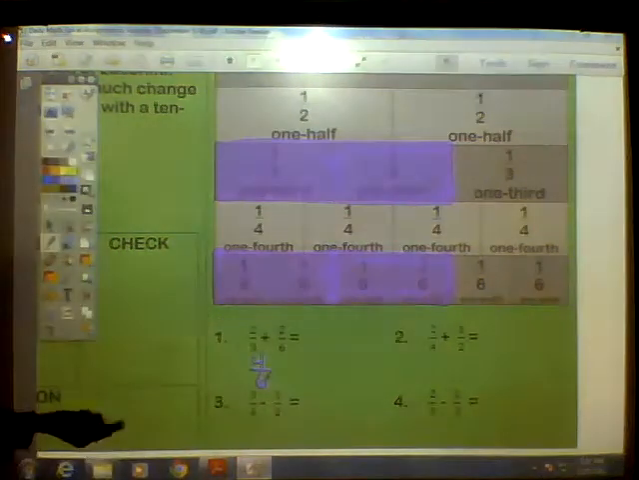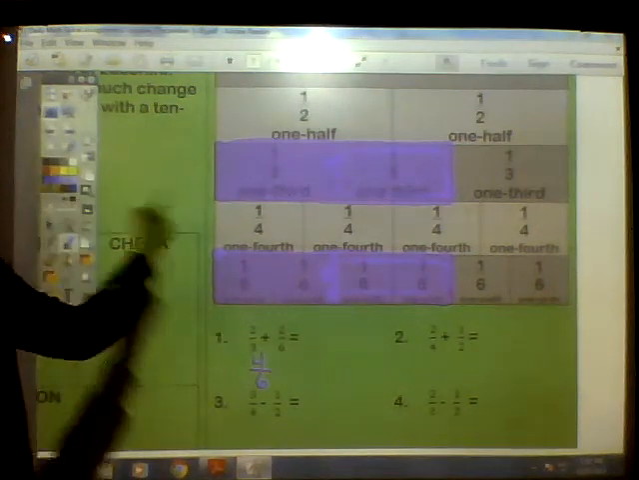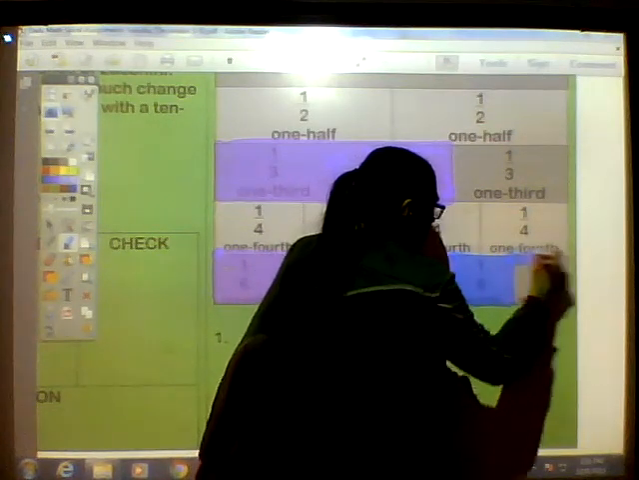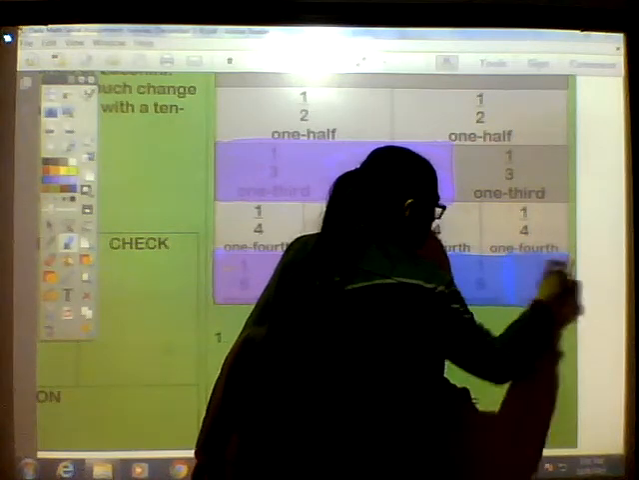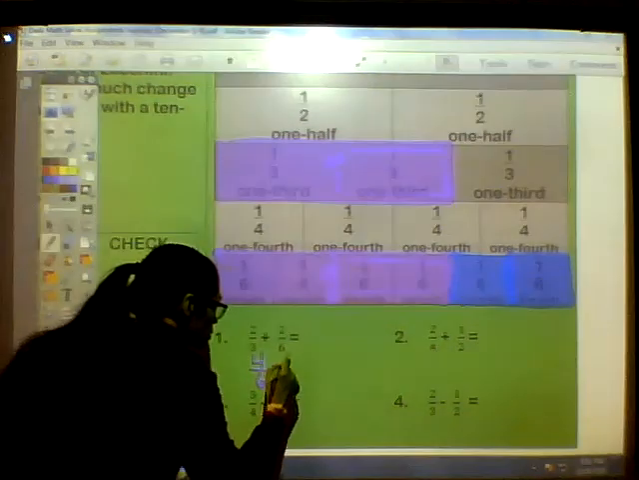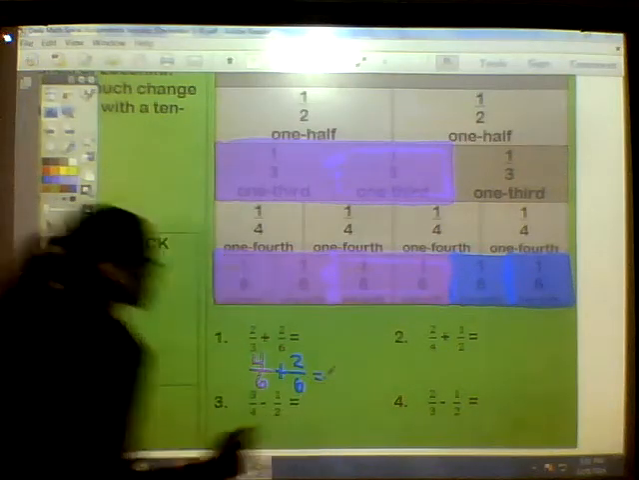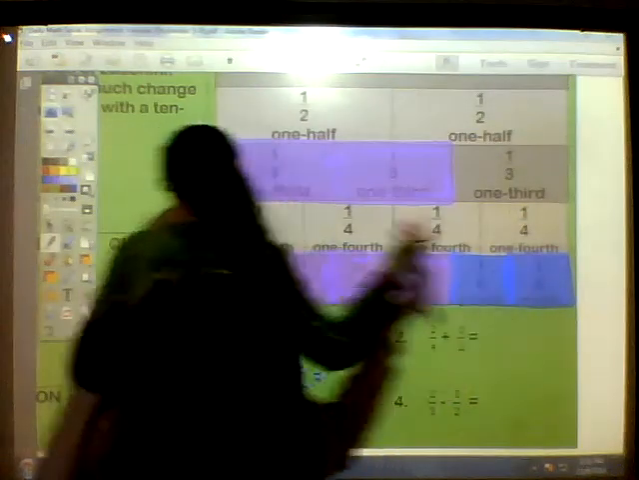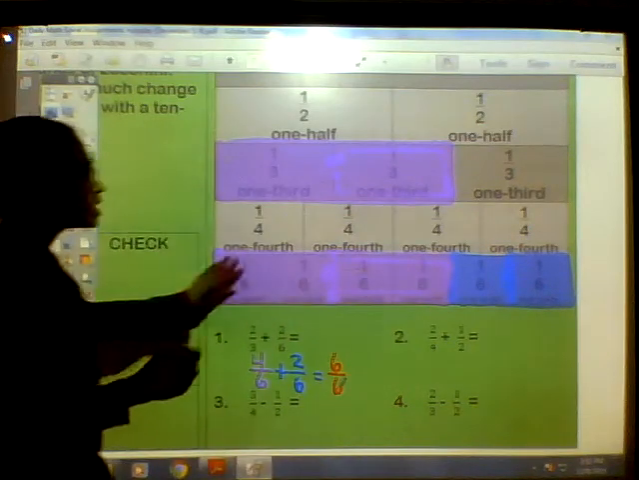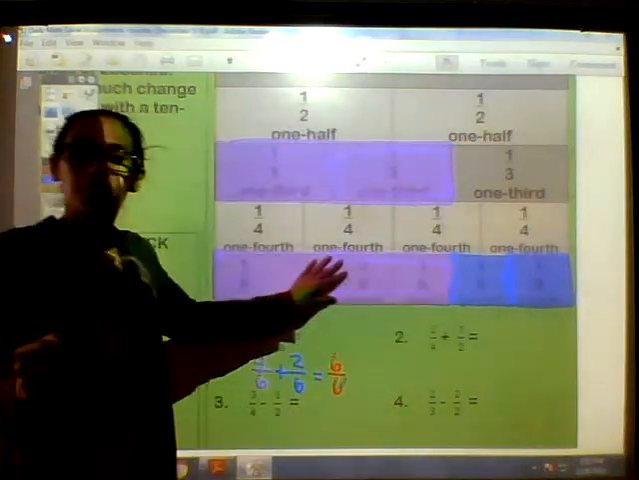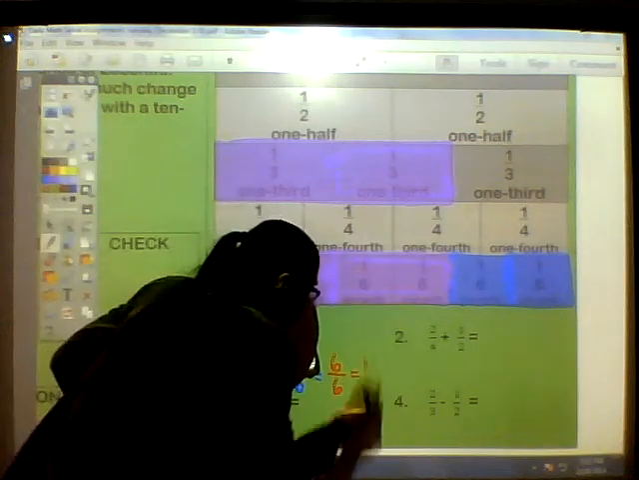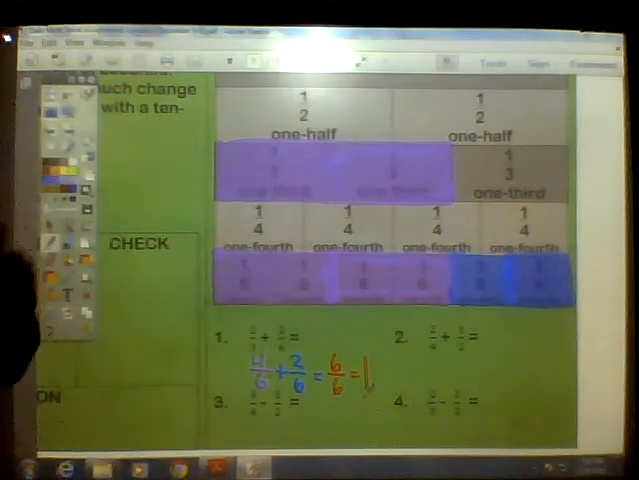And then 2/6, where's 2/6? Right here. 1/6 and 1/6. What do we have? One, 2, 3, 4, 5, 6. We have 6/6. Now, do you see? This is the same thing as what? One whole. The whole thing is shaded. So go ahead and write 6/6 equals 1 whole. Bam, we're done with that one.